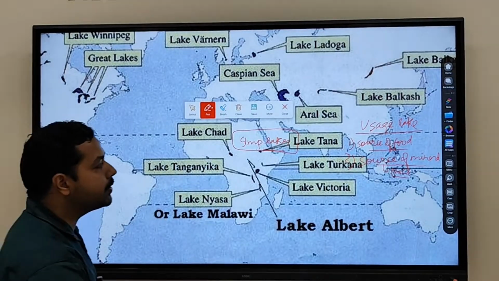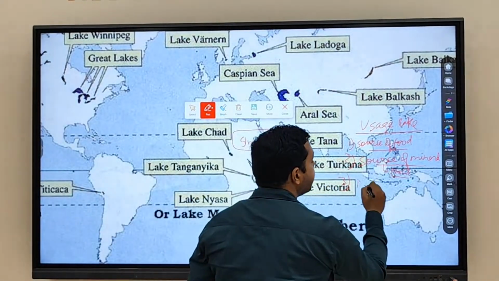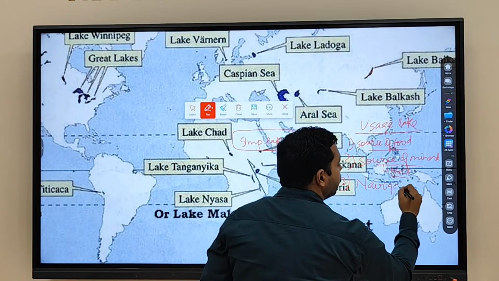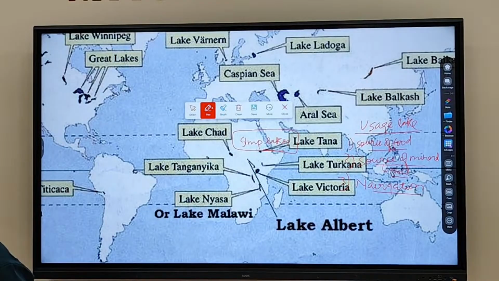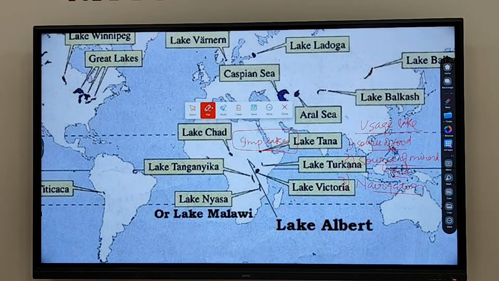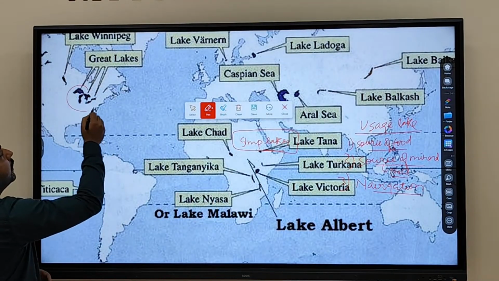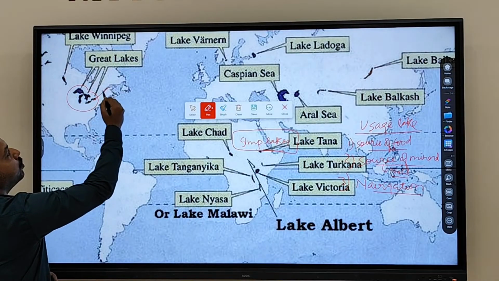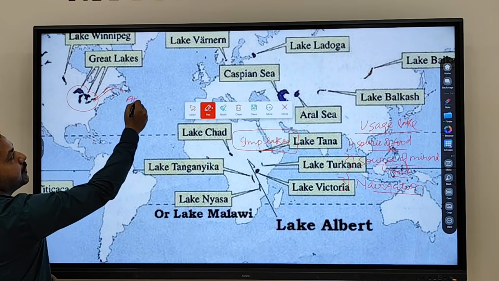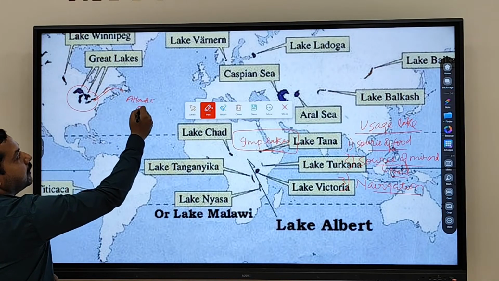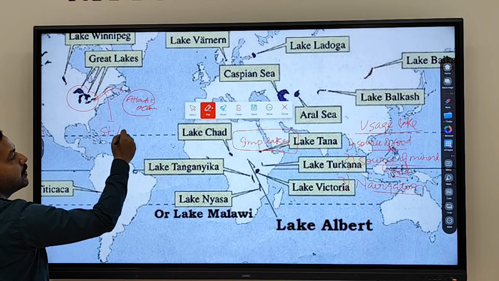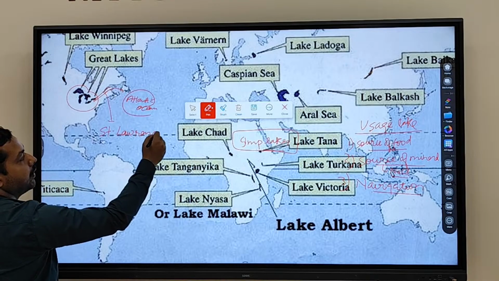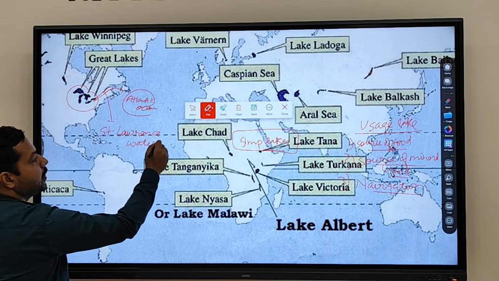What else is the importance? You can use it in navigation. You can use lakes for navigation, for moving from one point to another. For example, in this particular region, the Great Lakes are connected through to the Atlantic Ocean, and this is referred to as the St. Lawrence waterway.